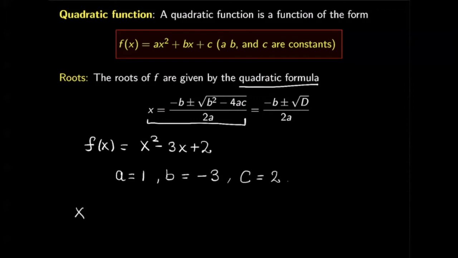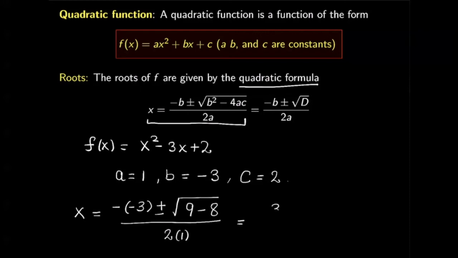Now if I plug all this information into my quadratic formula, I will get minus b, which is negative 3, so positive 3, plus or minus the square root of b square, which is 9, minus 4 times a times c, which is 8. The whole thing is divided by 2a, or 2 times 1, which is just 2. So it's going to be 3 plus or minus the square root of 9 minus 8. 9 minus 8 is 1, and the square root of 1 is 1.